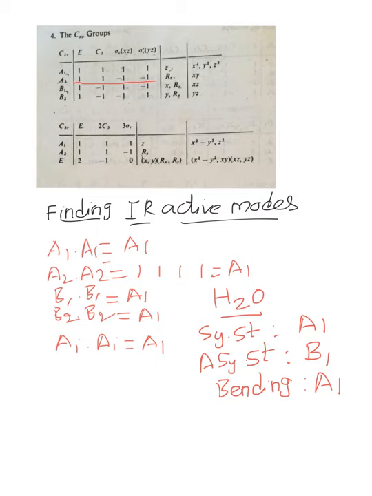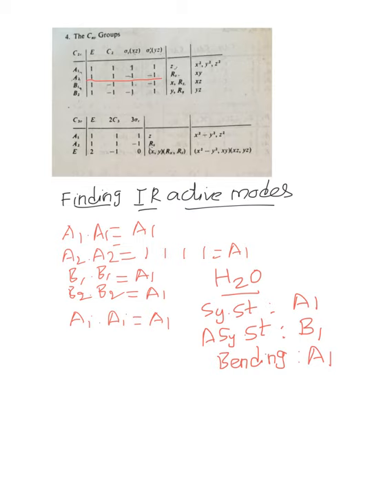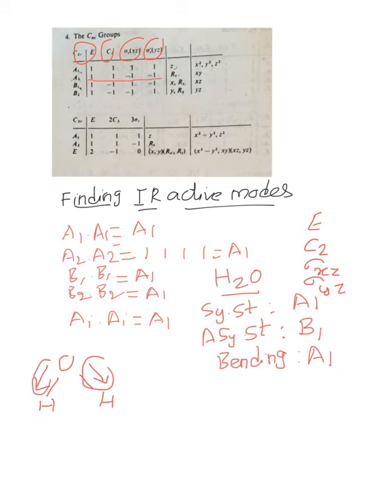How do I know this? This is simple to do. Let's see how this can be done. So symmetric stretch I represent as two vectors, both pointing in the same direction. When I apply the symmetry operations, that is identity, C2, sigma xz, sigma yz, these four operations I apply on this water molecule and see whether these vectors change direction or not.